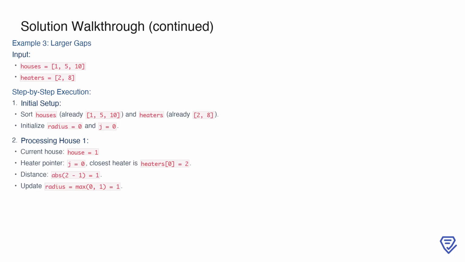In this example, we have houses equals 1, 5, 10, and heaters equals 2, 8.